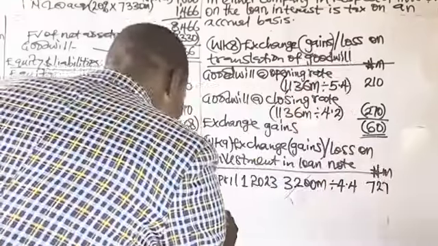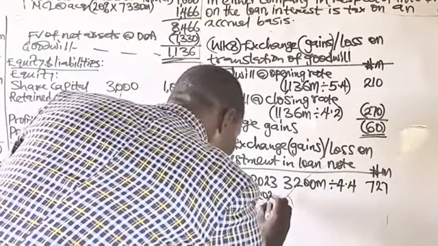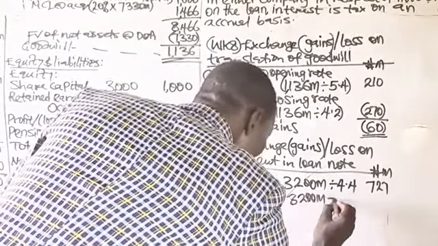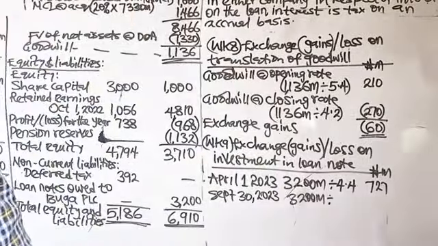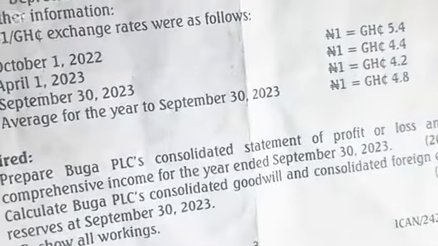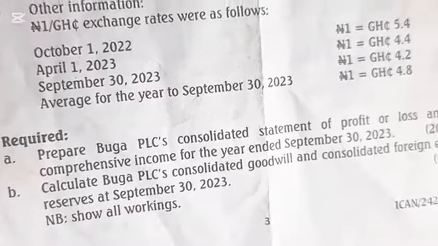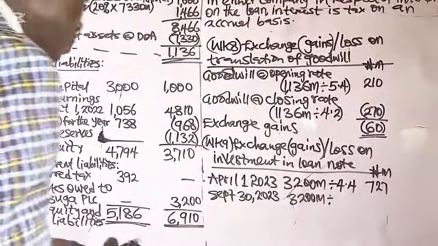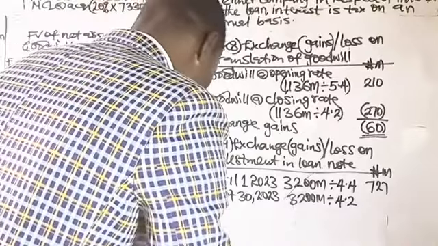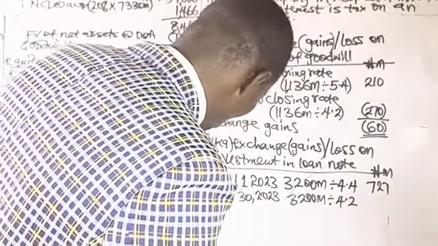At the year end, September 30, 2023, 3.2 billion. And what is the exchange rate at the year end, September 30, 2023? The exchange rate is 4.2, and the loan will be translated at the exchange rate at the year end, 4.2. So 3.2 divided by 4.2 gives us 762.